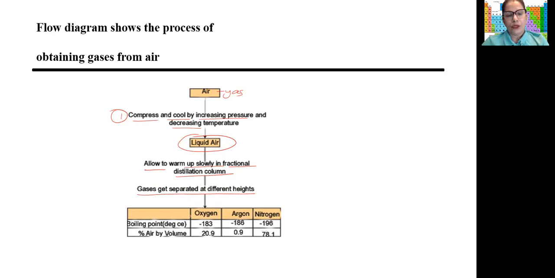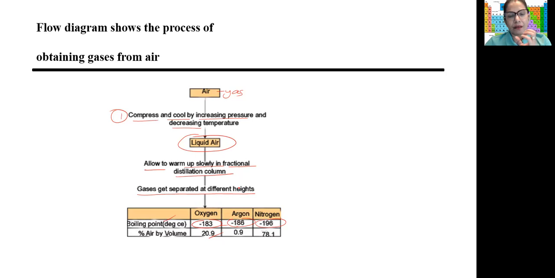Okay, so here we have the boiling points, that is oxygen, argon, nitrogen. So these are the gases. This is by volume, of course, but then the boiling point here is important. If you see, not much of a difference in their boiling points. Yes, so they have to be separated by fractional distillation. So this is minus 183, this is minus 186, this is minus 196. So first oxygen, then argon, then nitrogen. That way they can be separated.